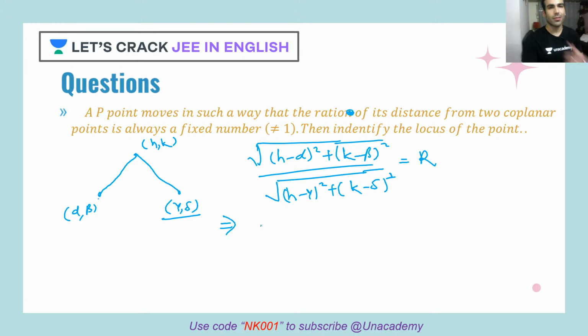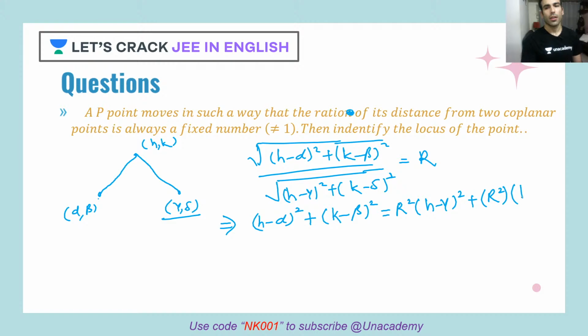Let's solve it further. What I can do is I can just square both the sides. So when I square both the sides, what do I get? (h minus alpha) whole square plus (k minus beta) whole square is equal to R square times (h minus gamma) whole square plus R square times (k minus delta) whole square.